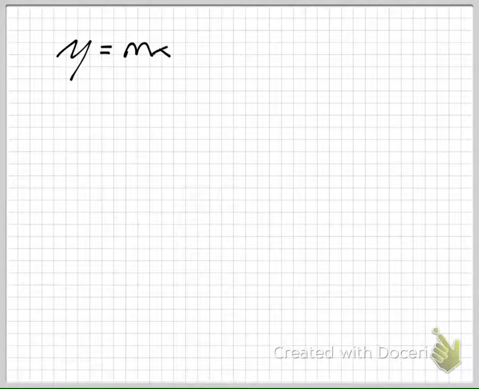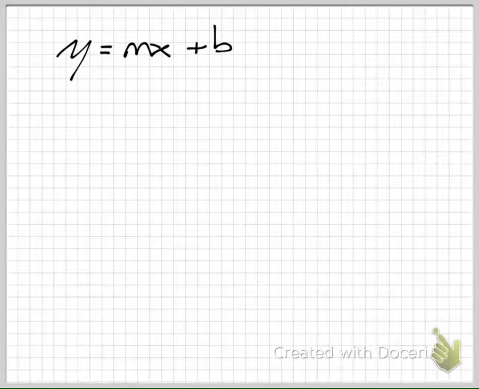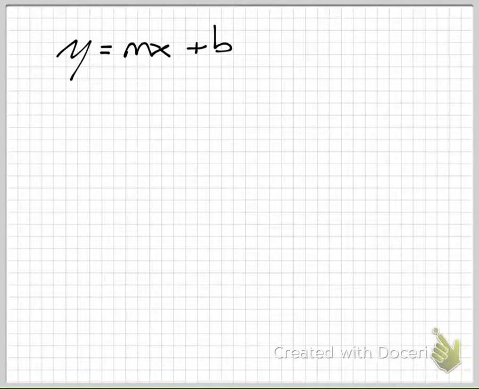You're going to need to know this and memorize it. It's y equals, anybody remember? Y equals mx plus b. Write that down. That is slope-intercept form. It's very simple, and I'm going to show you how it works. When you see me, oftentimes I'll say SI form, which is slope-intercept form, y equals mx plus b.